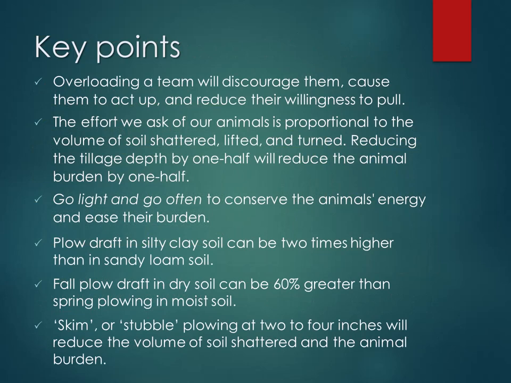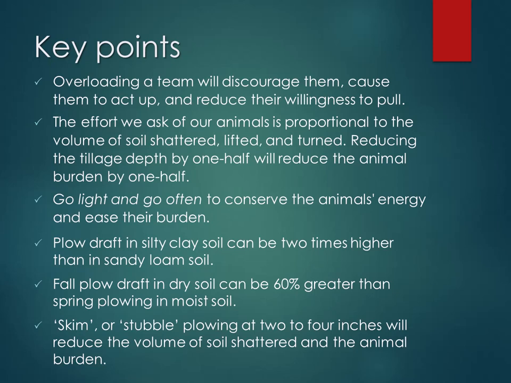Okay. Let's wrap this up with a quick review of some of the key points. We need to understand the loads we are asking of our animals. Overloading a team will discourage them, cause them to act up, and reduce their willingness to pull. With tillage implements, the effort we ask of our animals is proportional to the volume of soil shattered, lifted, and turned. Reducing the depth of tillage by one half will reduce the animal burden by one half. Go light and go often. That's the best way to conserve the animal's energy and ease their burden.